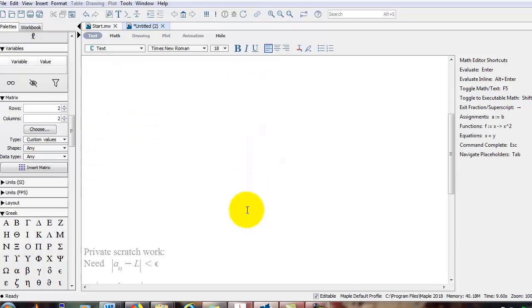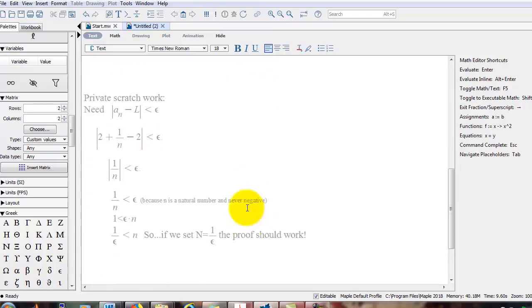So for that, I'm going to go to a scratch paper area. What we need, by definition of the convergence of a sequence, is we need the absolute value of a sub n minus L to be less than epsilon. Substituting in the values for our sequence and our limit, we get the absolute value of 2 plus 1 over n minus 2 is less than epsilon. That simplifies to the absolute value of 1 over n less than epsilon. Okay, so far so good. I'm just plugging things in and simplifying.